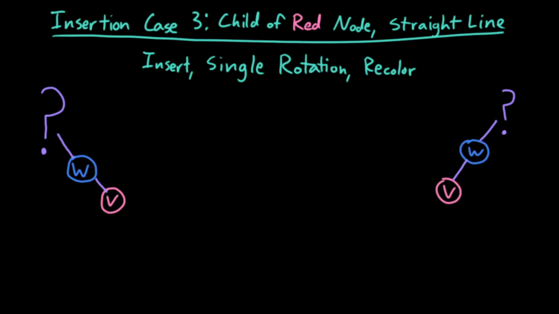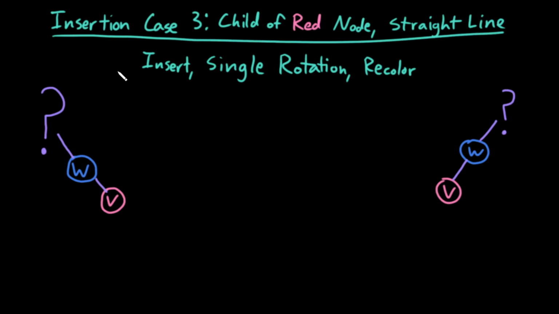Let's take a look at the next insertion case. This is when the new node is the child of a red node, and it forms a straight line between its parent and its grandparent. And specifically, how we would fix this is, well, we would first do the insertion as normal, then we would do a single rotation, and then we would recolor. So what does that mean?